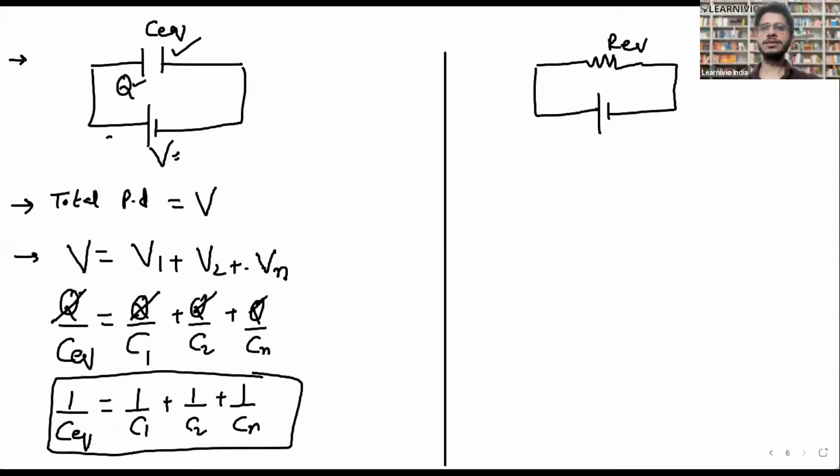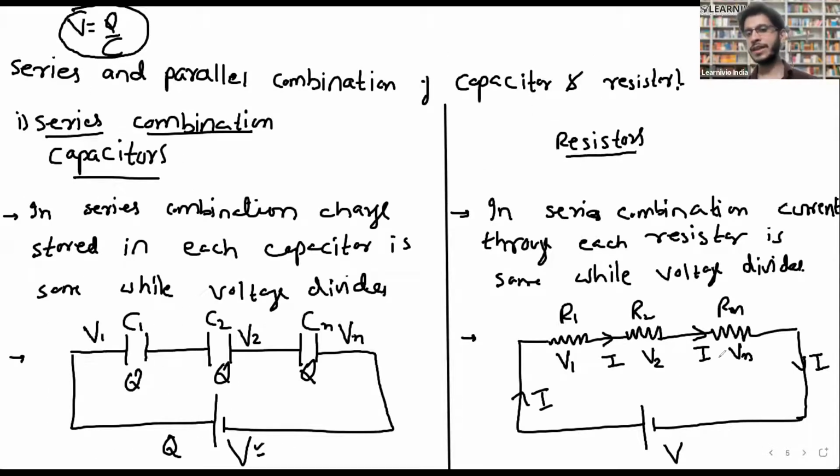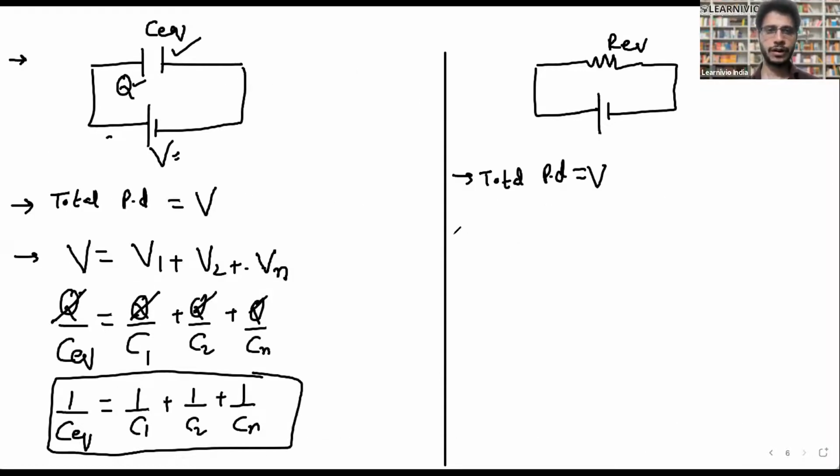If I repeat the same type of calculations for resistors, then in the case of resistors also, the total potential difference is V. This voltage V of the cell gets divided into n parts, V1, V2, Vn. You can write this V as V1 plus V2 plus Vn.